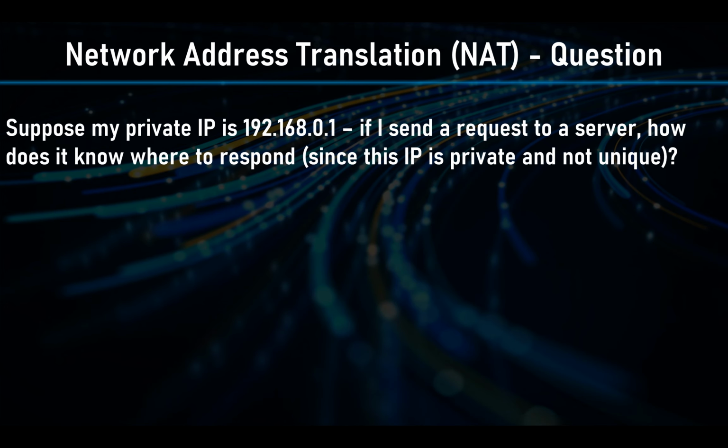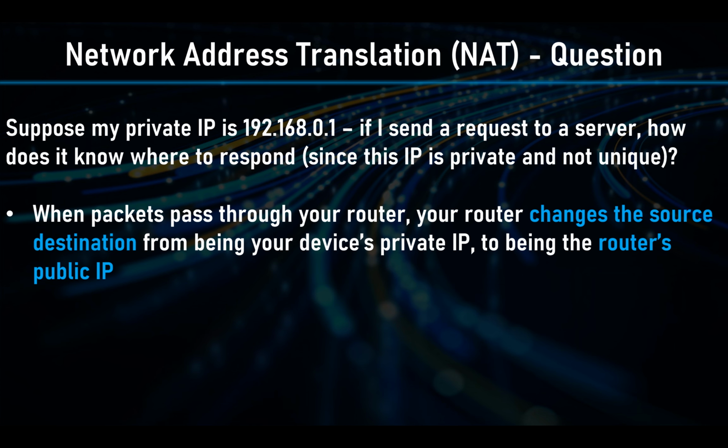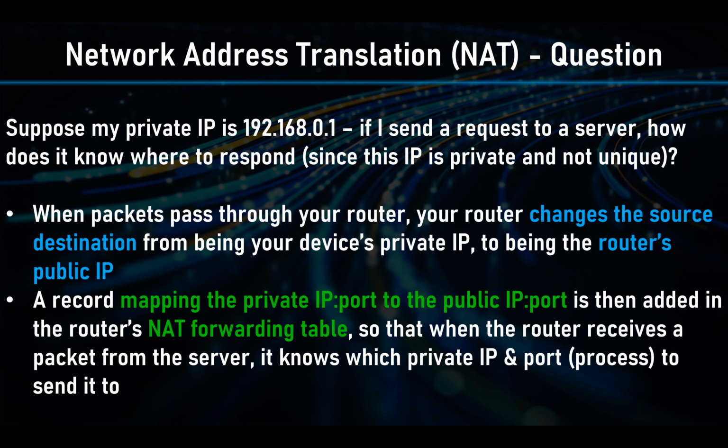So let's have a question then. Suppose my private IP is 192.168.0.1. If I send a request to a server, how does it know where to respond, since this IP is private and not unique? This is what network address translation does. When packets pass through, your router is going to change the source IP address from being your device's private IP to being the router's public IP. So it's just going to swap those IP addresses. Then it's going to add a record to its NAT forwarding table, and that record is going to map the private IP and port number of our device to the public IP and port number that has been sent out from the router.